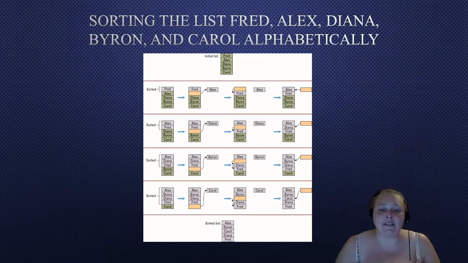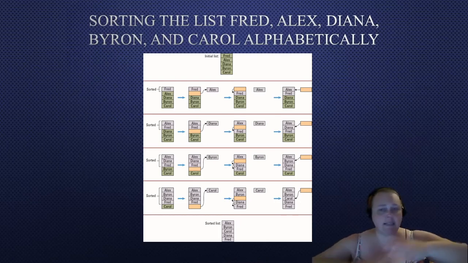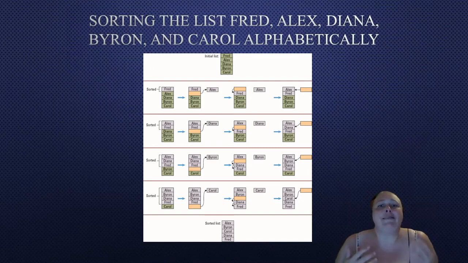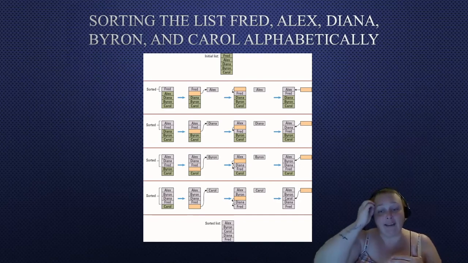The next step it's going to do, now I'm on line 2 right here on the bottom. I've got Alex and Fred sorted. It's going to look at Diana. Diana's the next one in the list that's left below it. And where does Diana belong with Alex and Fred? Does Diana belong before Alex? No. So it's going to look at Fred. Does it belong before Fred? Yes. So it takes Diana out, moves Fred down, and puts Diana back in.